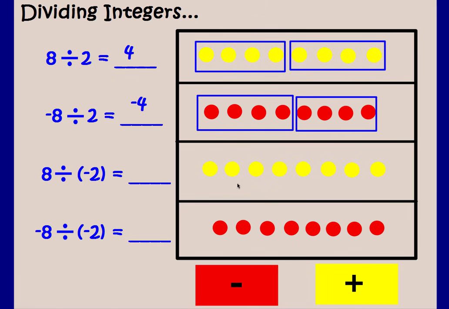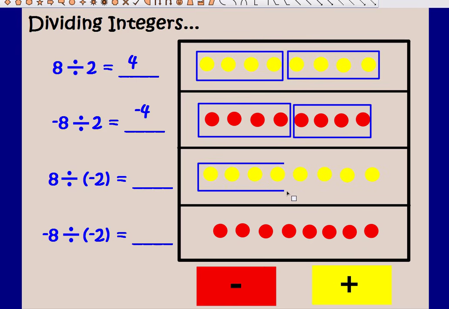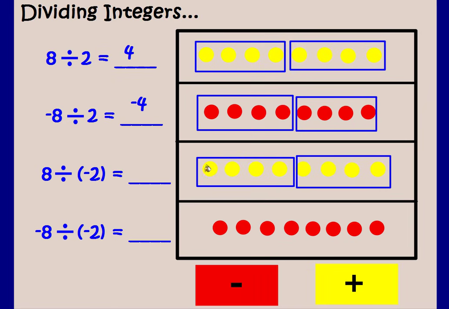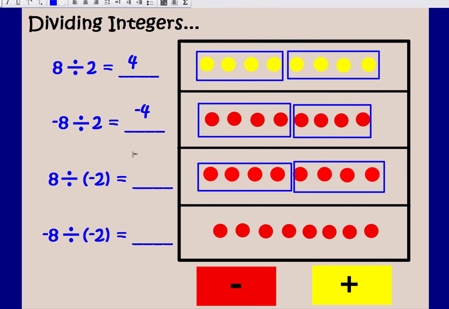Our next problem has +8. Here's our +8 divided by -2. So we're saying we want to take these 8 and we want to put them into 2 equal groups, but we want the opposite of that. So let's go ahead and put it into our 2 equal groups. There we go. But now we need the opposite. So that means we are going to turn them into negatives. So each group has -4. So 8 divided by -2 equals a -4.